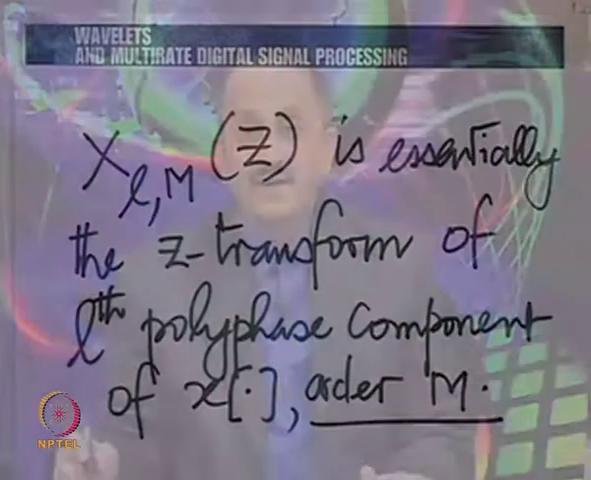So, here there are two things that are important in general in polyphase decomposition: the order of decomposition and the component number. There would be as many components as the order. So, when capital M is equal to 2, there are going to be 2 components, 0 and 1. When capital M is equal to 3, there are going to be 3 components, 0, 1 and 2, and so on.